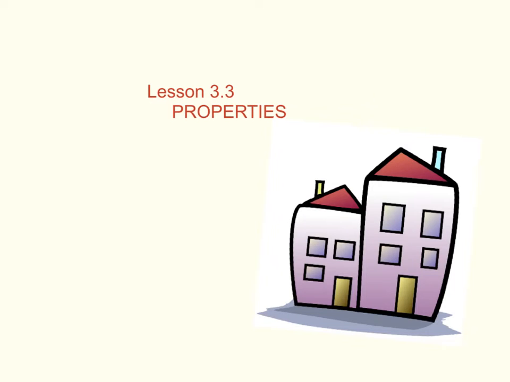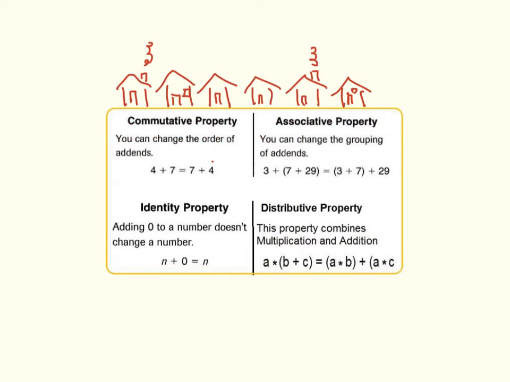This is lesson 3.3 on properties, not properties of real estate, but properties of math. In this lesson, we're going to look at 3 out of 4 properties. The first one we've been talking about throughout elementary school, commutative. So that should be much more familiar. Associative, we've talked about a little bit. We haven't talked about the identity property, and we're saving the distributive property for lesson 4.